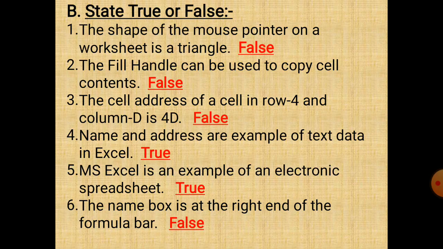So student, now we will do true or false. Okay. So the first one is the shape of the mouse pointer on a worksheet is a triangle. Beta, this statement is false. Okay. Because at the right end of the corner only one plus sign. Okay. Fill handle sign is there. So this statement is false.